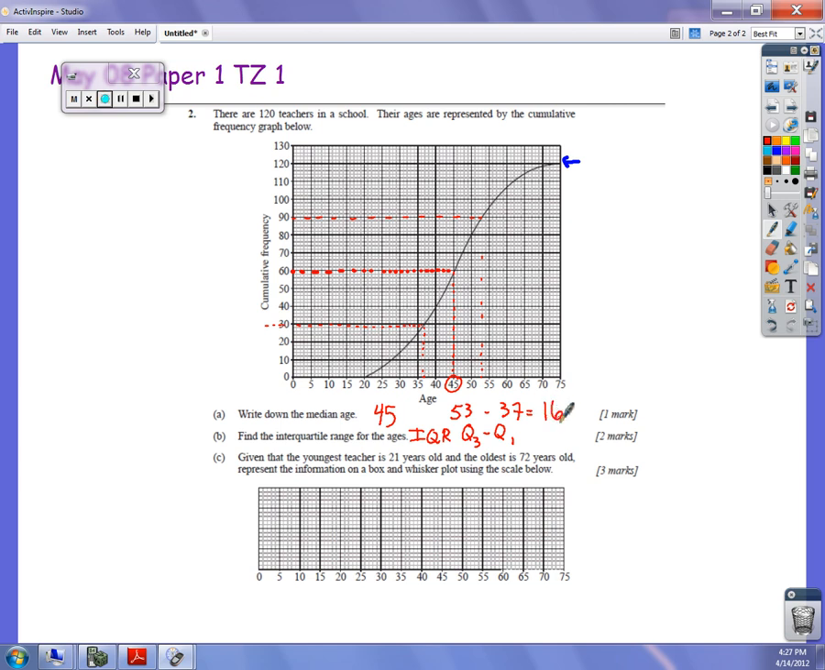Make sure for that problem you show the work 53 minus 37. Don't just write down the value of 16, because if they can see your work, even if you picked the wrong number off the graph, you'll get partial credit.